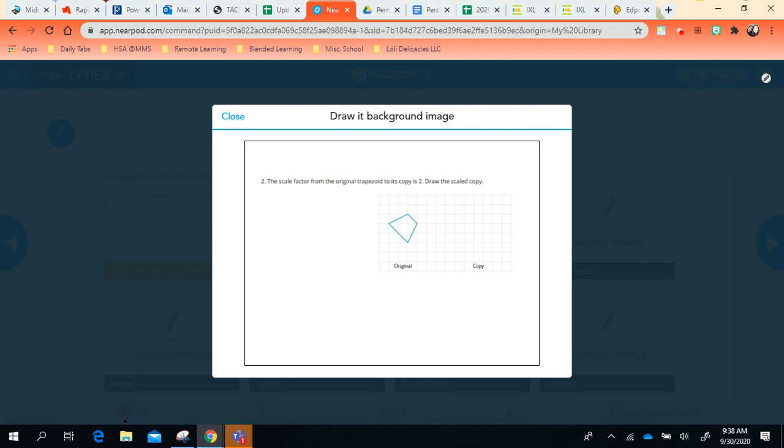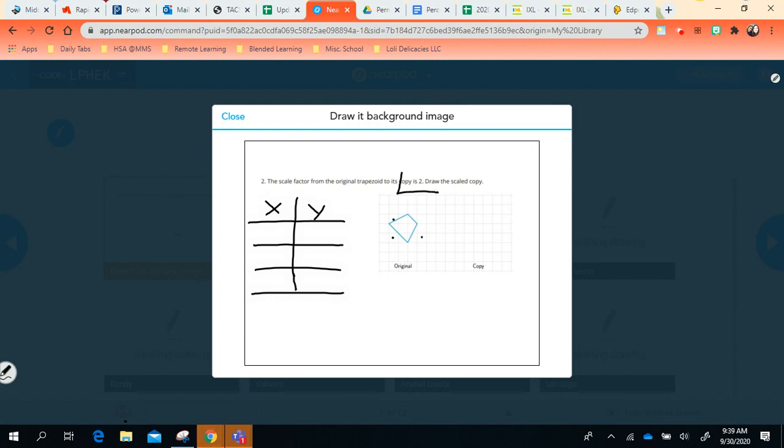Okay. So this is the same thing. The scale factor from the original trapezoid to its copy is 2. So for this one, it gives you the scale factor. So what you're going to do is your little T-chart, X, Y. You're going to figure out your 3 sides and write them down. And if my scale factor is 2, what am I going to do to solve for my missing side?